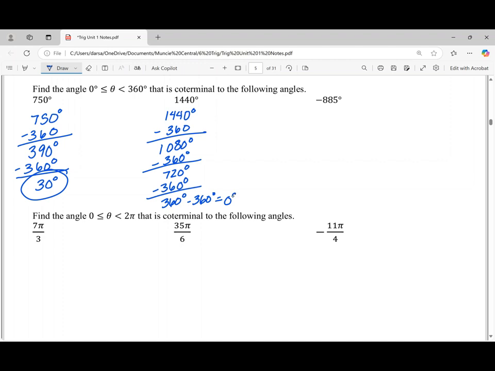That's interesting. Fun one. All right, now what if the angle is negative? Would subtracting 360 from a negative number get me closer to 0? No, it wouldn't. So what do I need to do? If it's a negative number, then I need to add 360 until I'm at a positive number between 0 and 360. So negative 885 plus 360 is negative 525. Add another 360. That's going to get me to negative 165.